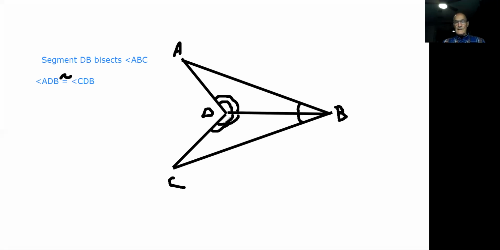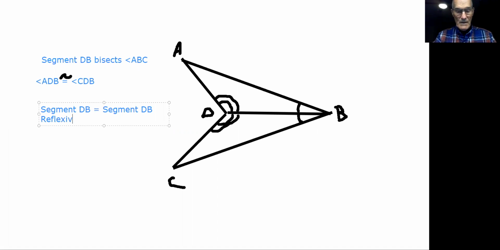And then if you notice right down the middle here, we have DB, and we can always say that something is equal to itself, or is congruent. So segment DB is congruent to segment DB, and that is because of the reflexive property. So I put the congruency symbol here on top of this.